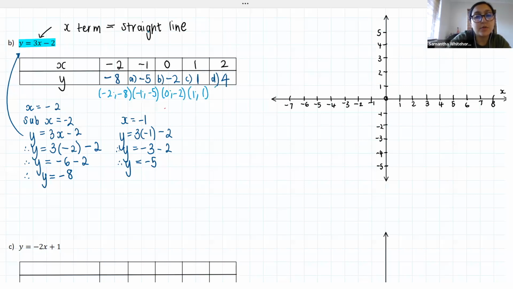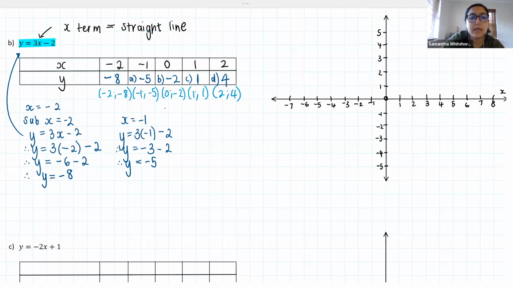And remember, because this is just a normal x term, it's not x squared, it's not to the power of x, it's just a plain old x term, we should get a straight line. When you start to plot your points, you will start to see the shape. It's not going to be unclear to you. You're going to see that your dots start to form a straight line. So you will be able to see that it should be a straight line graph if you're in doubt at all. Right, so let's plot our points.